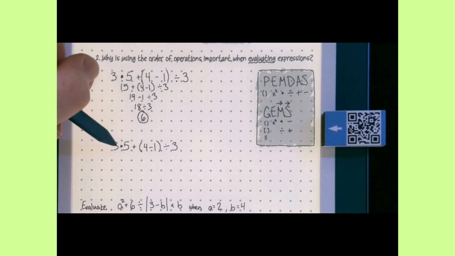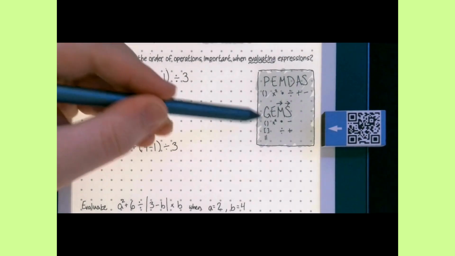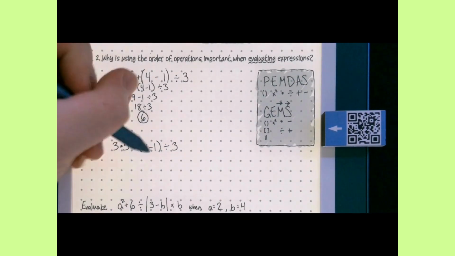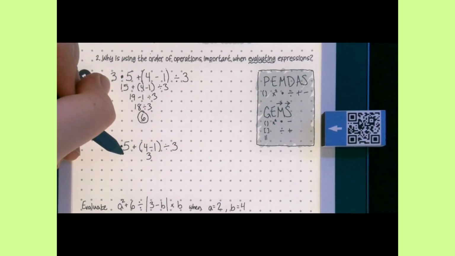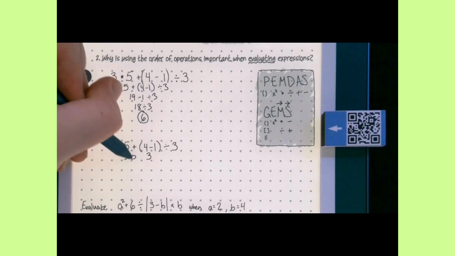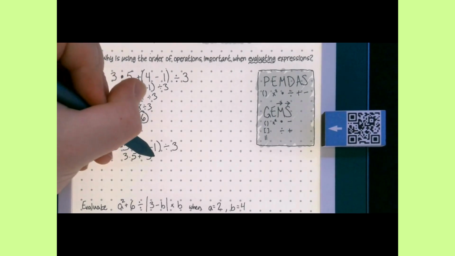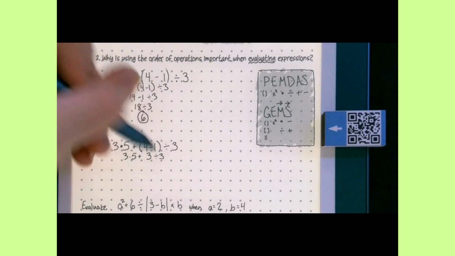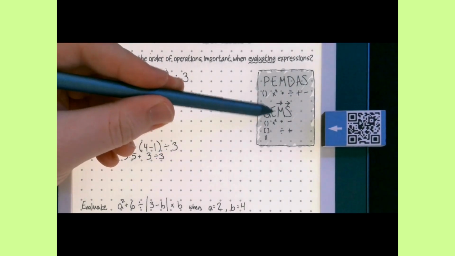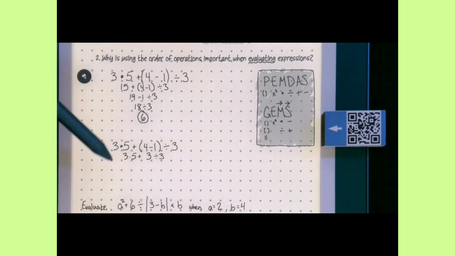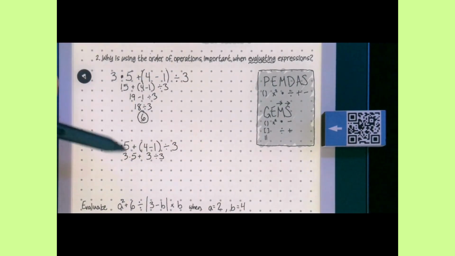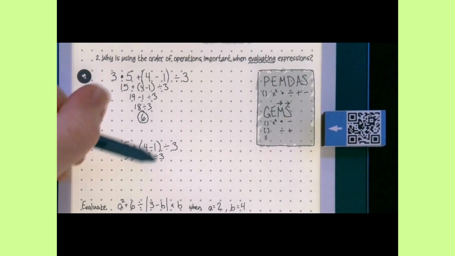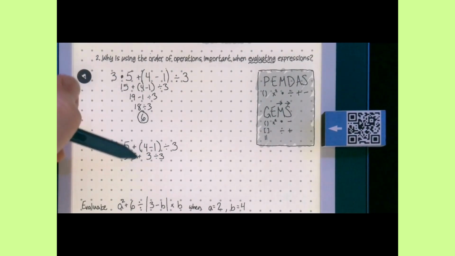That tells me I need to do grouping first. So 4 minus 1 is 3. Okay, so I now have 3 times 5 plus 3 divided by 3. And I told you can do then exponents. We don't have any in this. Multiplication and division, I can just go left to right. Well, I have some over here on the left and I have some over here on the right, but I can't quite combine them yet because I do have addition. So I got to do both of these first.